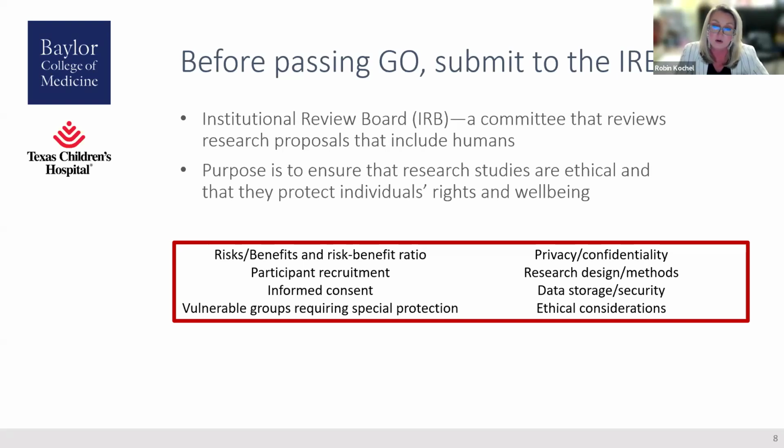So there are 8 key things that I've listed here in this red box. These are the key features that the IRB is going to be looking at when they're reviewing a proposal. Firstly, they're going to be looking at the risks and benefits and the risk and benefit ratio. So, are there any potential harms? What are the possible benefits that individuals or families could glean from this research? And it's not just weighing the risks and benefits for that individual who may be participating, but also benefits to society.